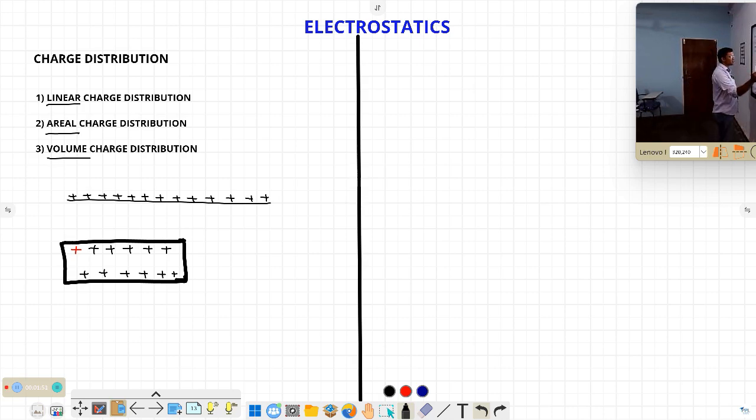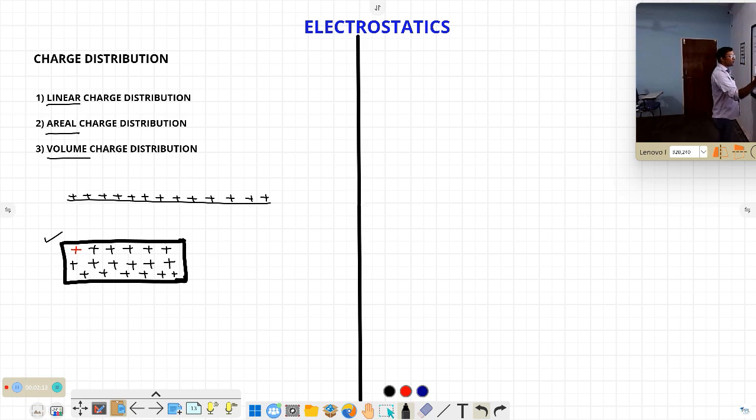Now the second one: if you take a square plate, like this, and you charge this body, then what happens? The charges will be accumulated over the surface of the body, which has a surface area. The charges are distributed across the area. That is what is called areal charge distribution.